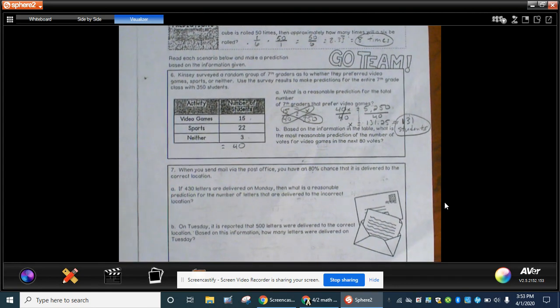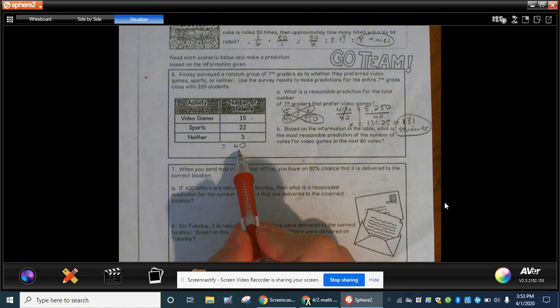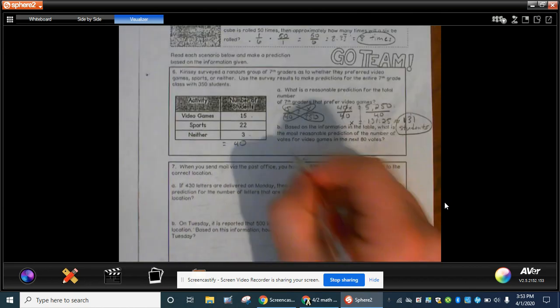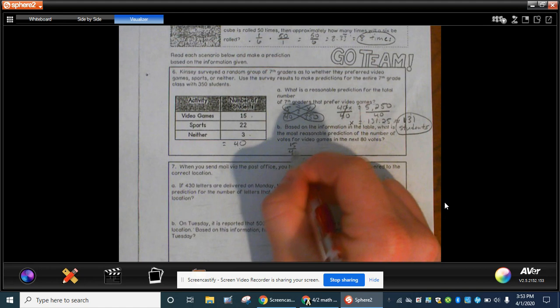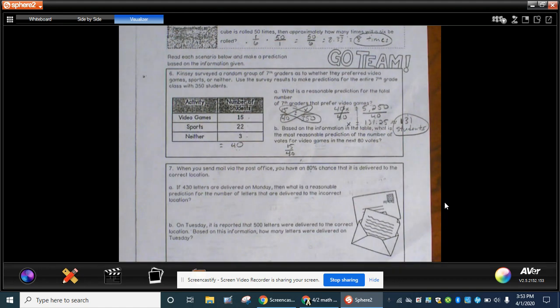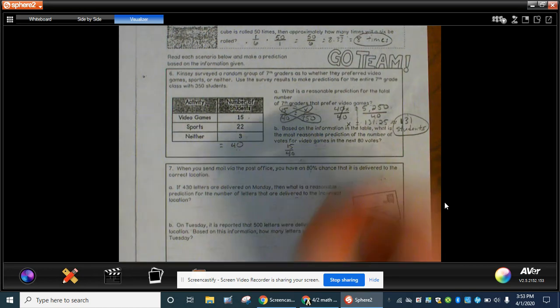B, based on the information in the table, what is the most reasonable prediction of the number of votes for video games in the next 80 votes? Okay, so I'm going to include 80 more votes on top of the 40 that have already been done. So 15 out of 40 students prefer to play video games. I'm going to have another 80 votes in this survey, so 80 votes on top of 40 is going to be 120 votes.